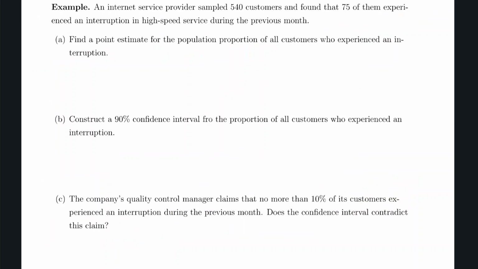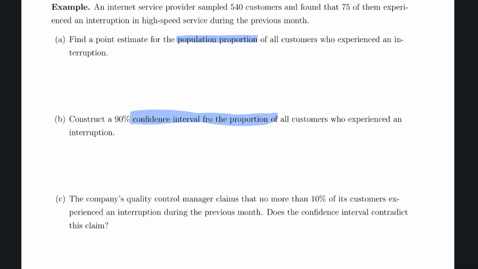Next, we have an internet service provider that sampled 540 customers and found that of that sample, 75 of them experienced an interruption in high-speed service during the previous month. First, we need to find the point estimate for the population proportion. Just reading through this context clue, the population proportion, confidence interval for the proportion, tells me we're using the method found in this video.